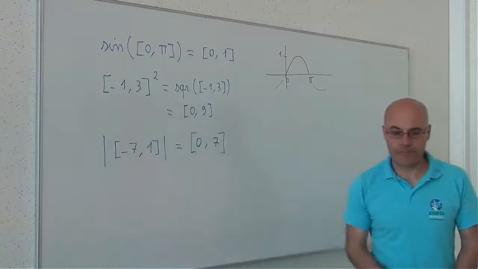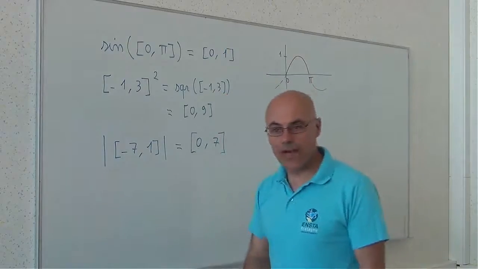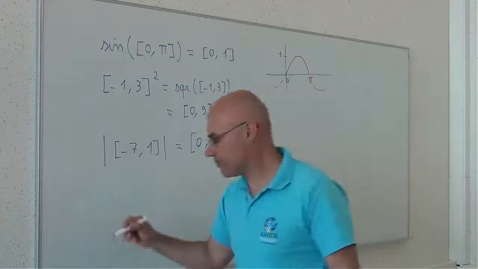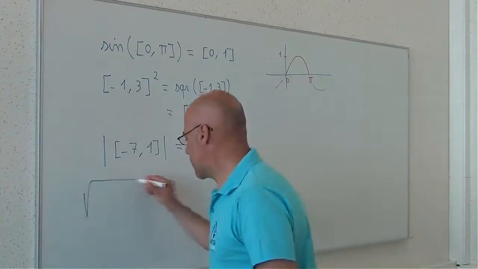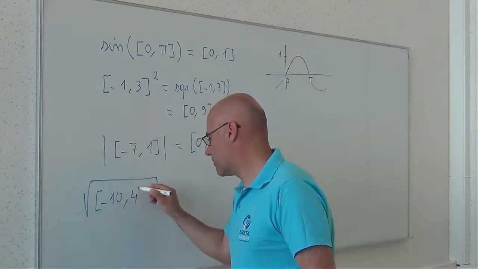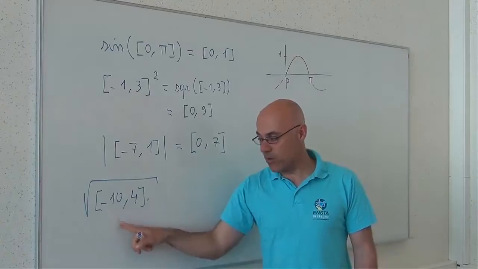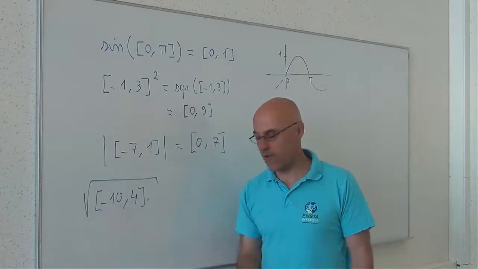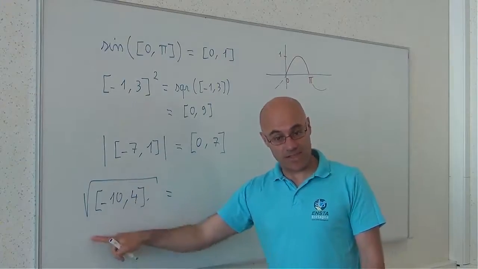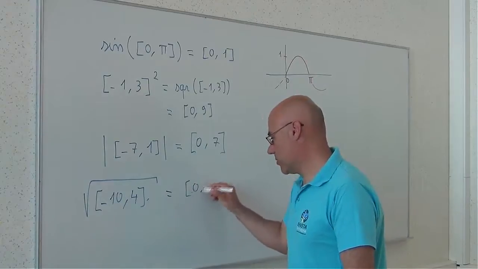7. Now we'll consider an example where the domain of the function is restricted, it's not R. Let's consider, for instance, the square root of [-1, 0]. This negative number does not belong to the domain of the square root, so I will not consider them, to be consistent with set theory. Here, I will obtain [0, 2].